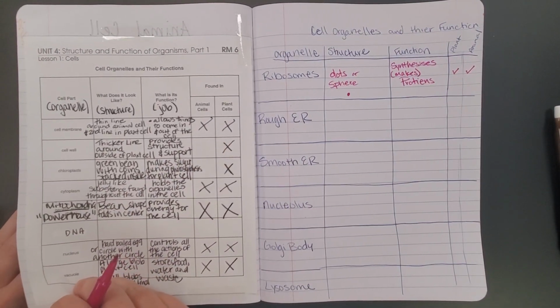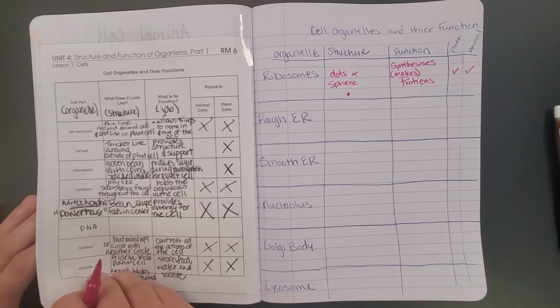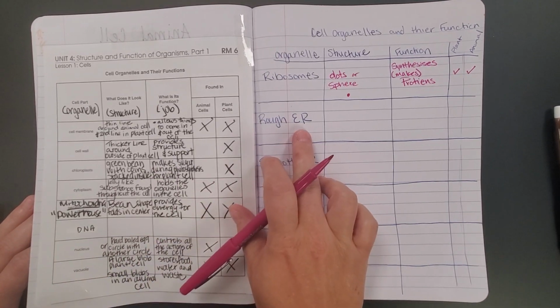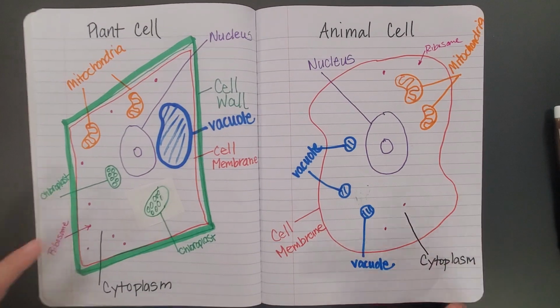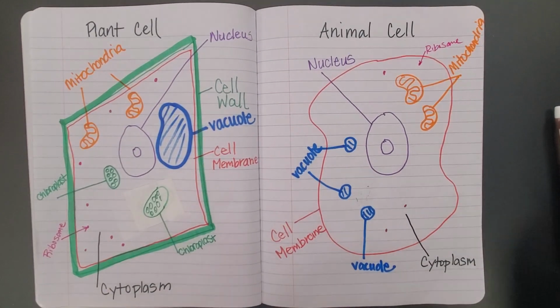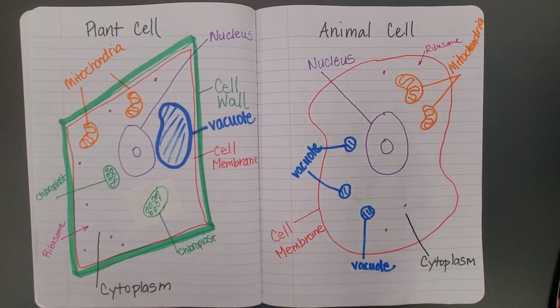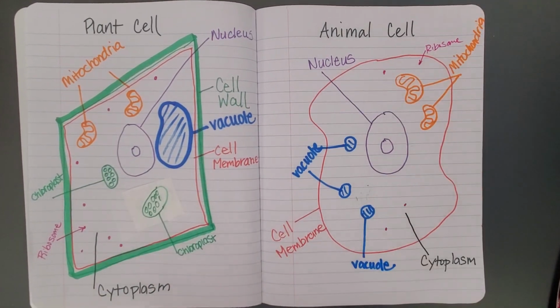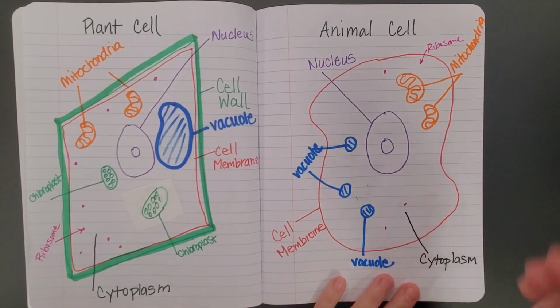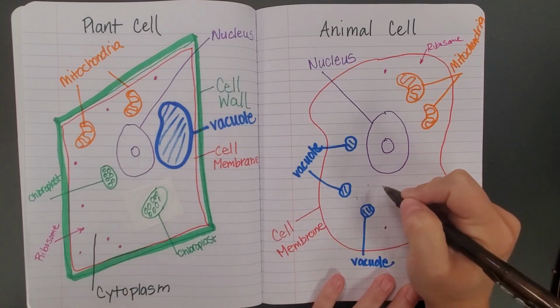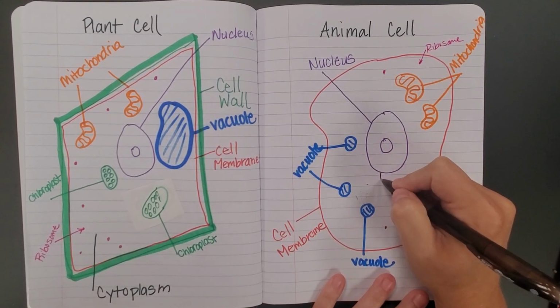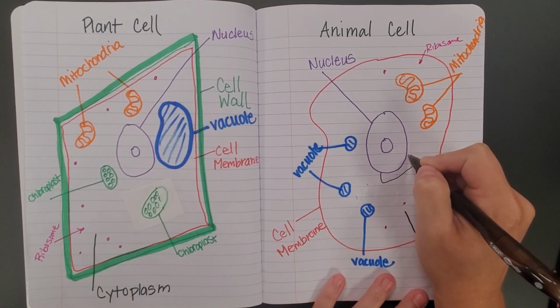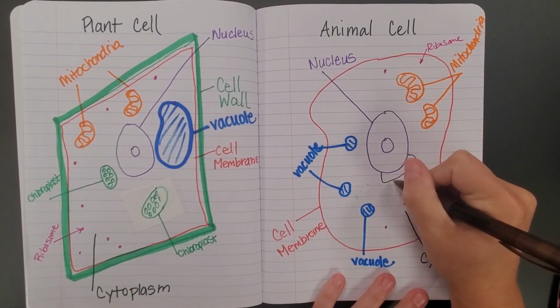The next thing we're going to talk about is the rough endoplasmic reticulum. We shorten that to ER in science. The location of this is very specific. The endoplasmic reticulum is connected to the nucleus. So I'm going to show you how I draw it. And I'm going to pause my video so I can finish it out.